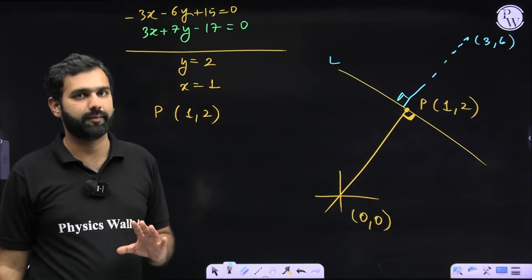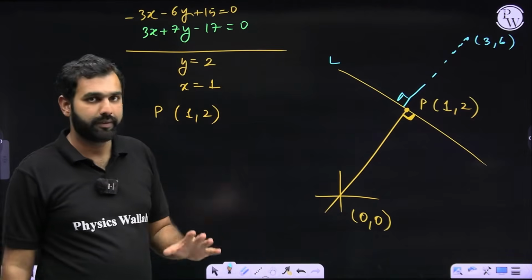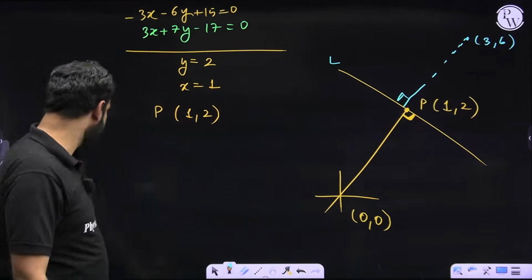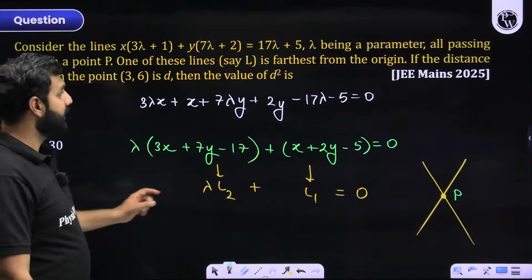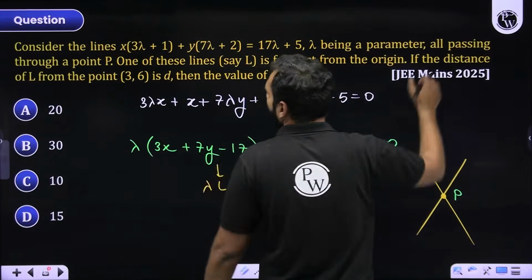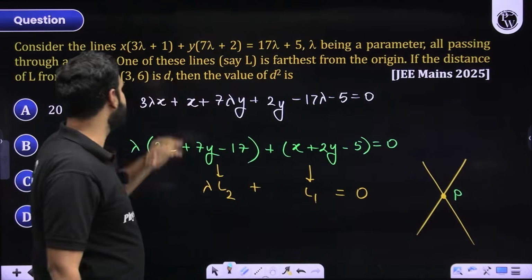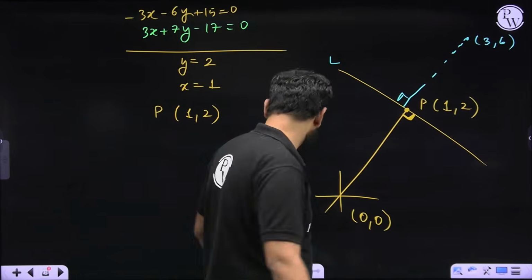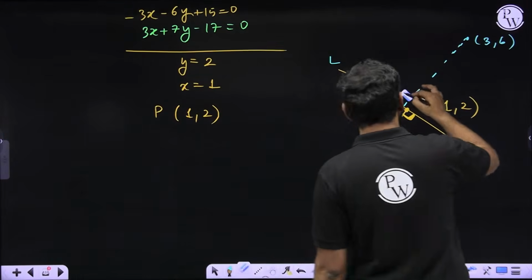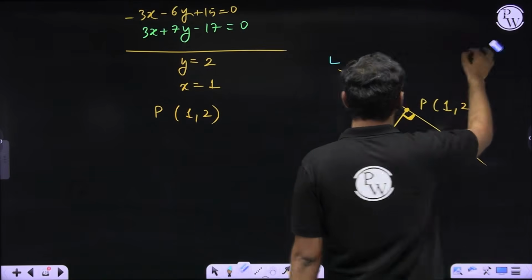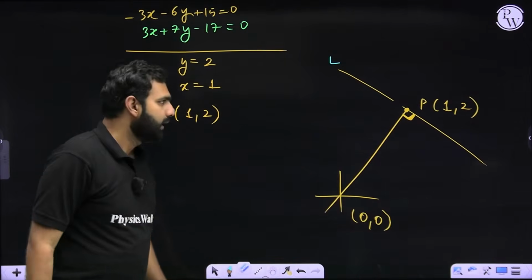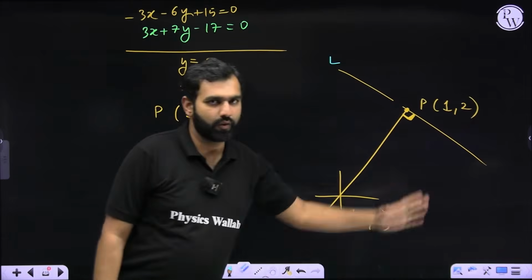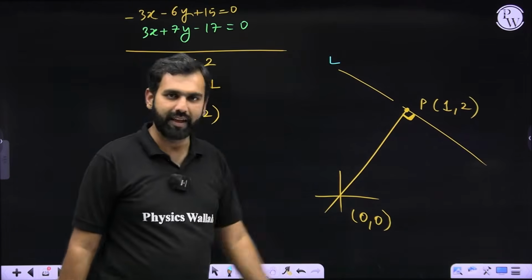Do you remember that? If you don't remember that, I hope you must have this also with you, that if the distance of L from the point 3 comma 6 is D, I repeat, this line L is given to us. Let me just remove this so that it becomes more convenient for us. Now look at this point 0 comma 0 and 1 comma 2. I hope you're understanding this is what we have.